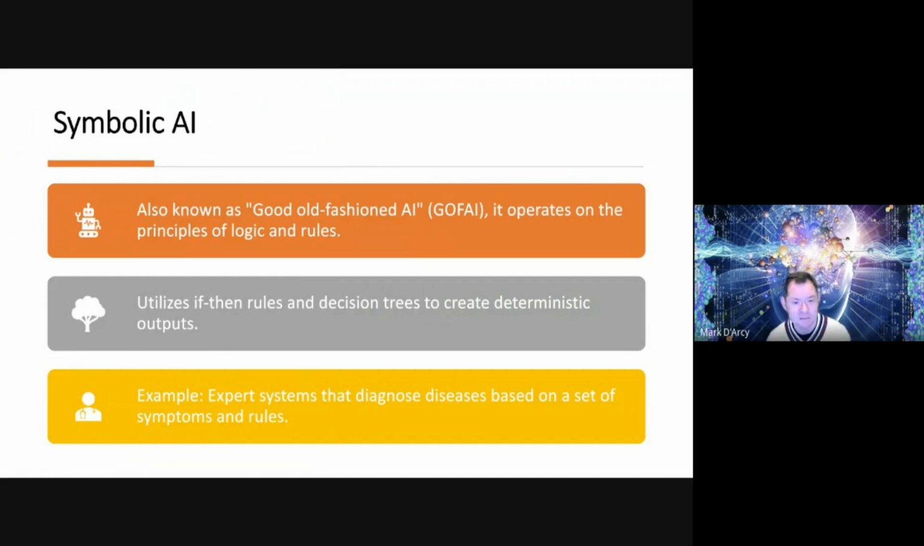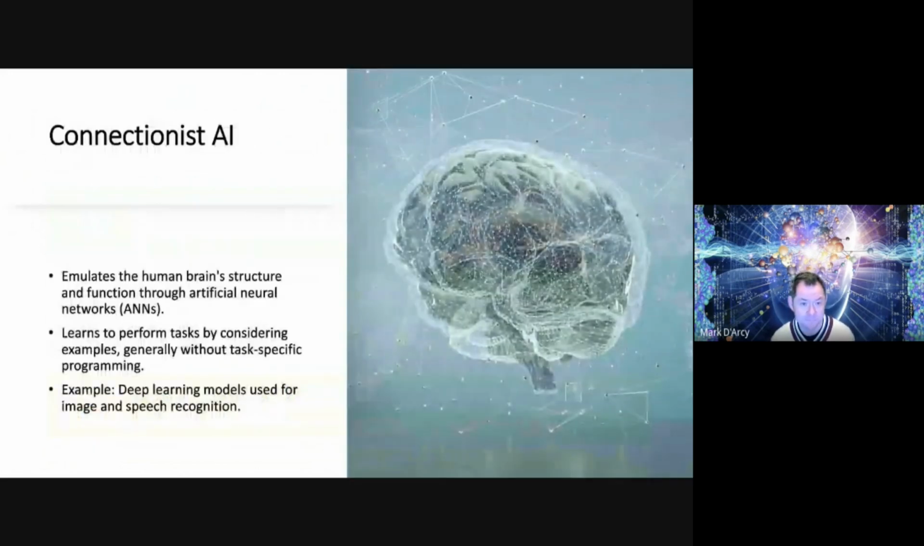Yes, perhaps in a chess playing program you can. Even then it's a bit tricky. But as soon as you get to speech recognition, facial recognition, it becomes a little bit more complicated. And you can't really predict every eventuality. No two people sound exactly the same. No two faces are exactly the same. An example of symbolic AI: expert systems that diagnose diseases based on a set of symptoms and rules.